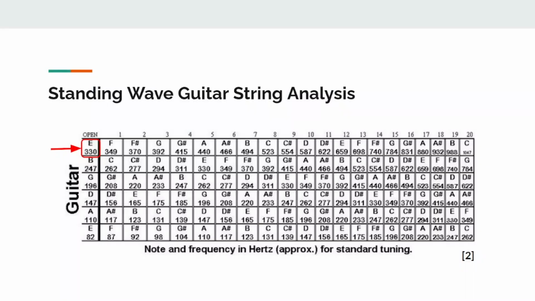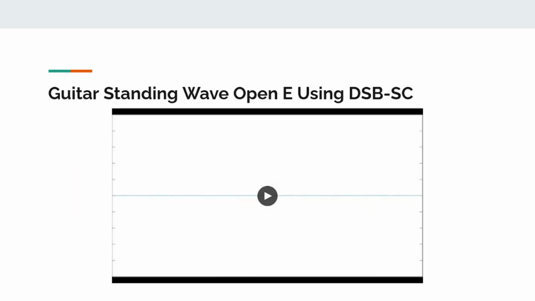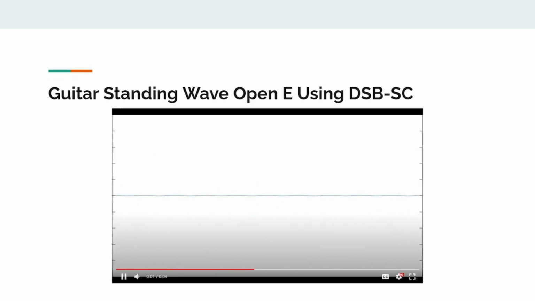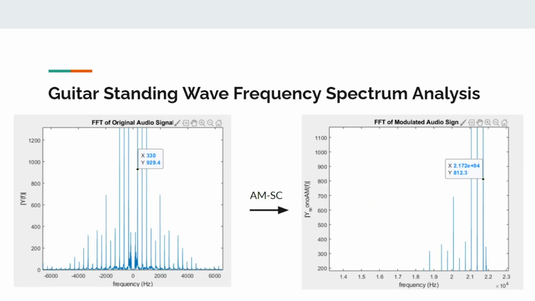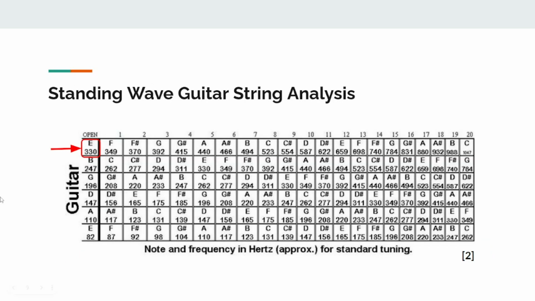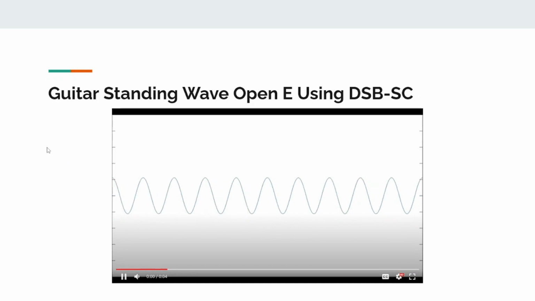Now I'm going to include a guitar string demo. I'm going to show you guys an open E that I did. Here's the AM modulation. If we look at an FFT, this is the baseband, 330 Hertz. If we go back, that is the frequency I played. This is standard tuning, by the way.